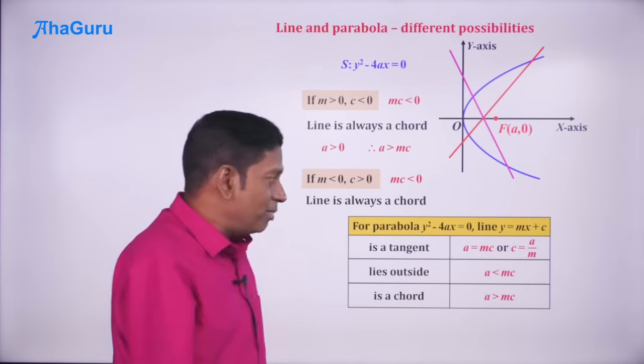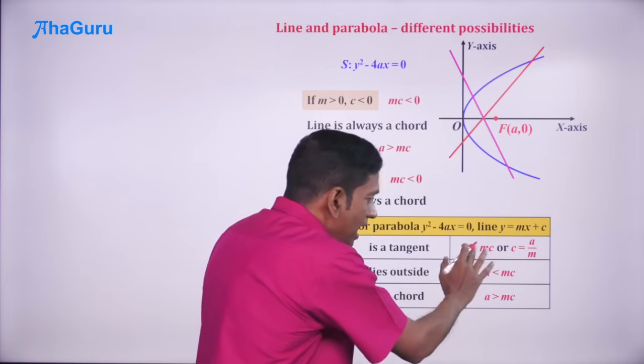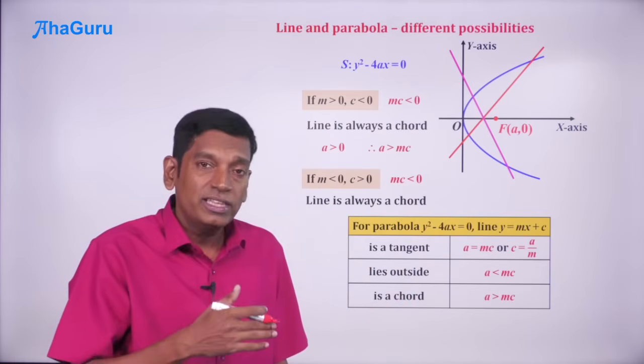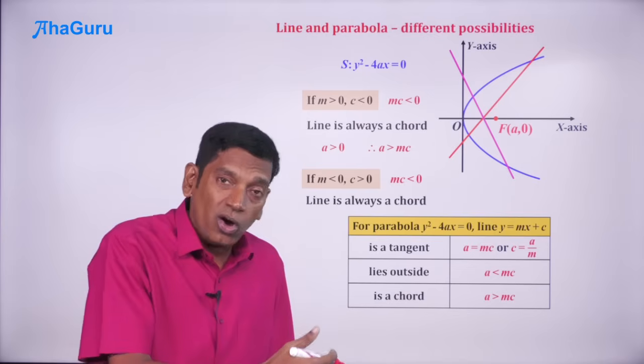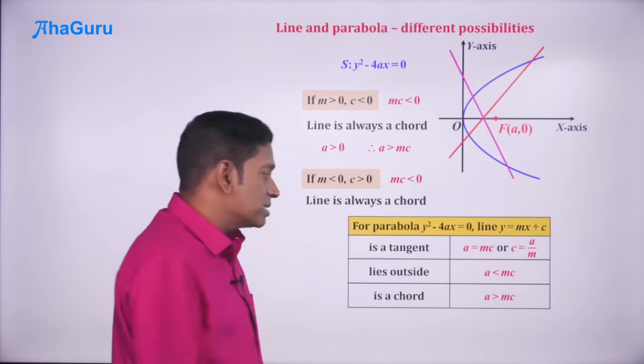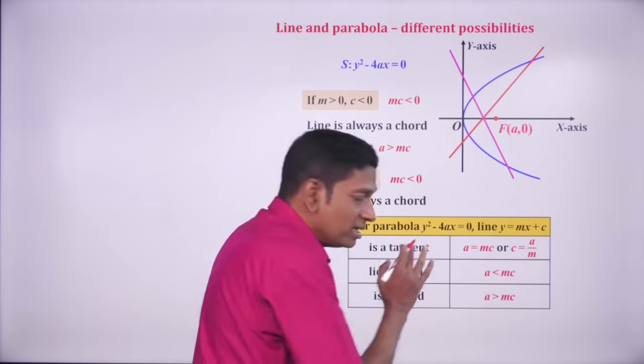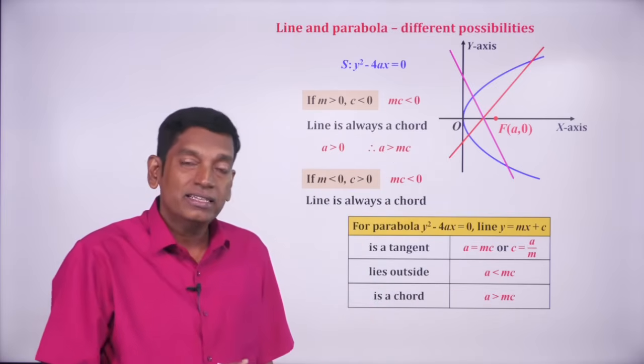So keep this in mind. The main thing is a equals mc, but if you want to know whether a line is outside or cuts the parabola at 2 points, you can use these two conditions. Outside means a less than mc and chord means a greater than mc.